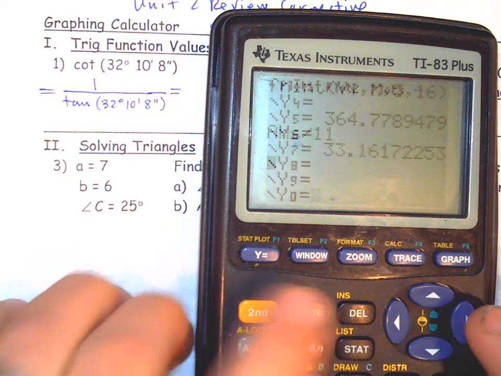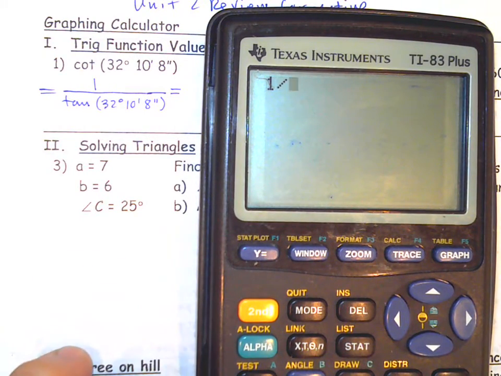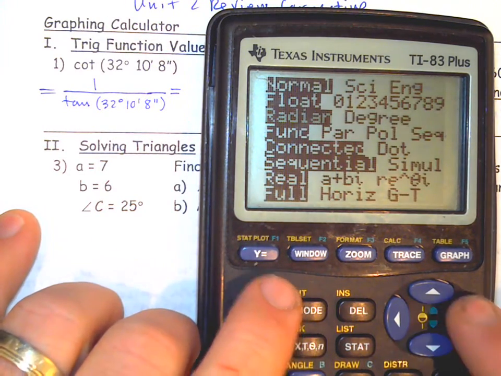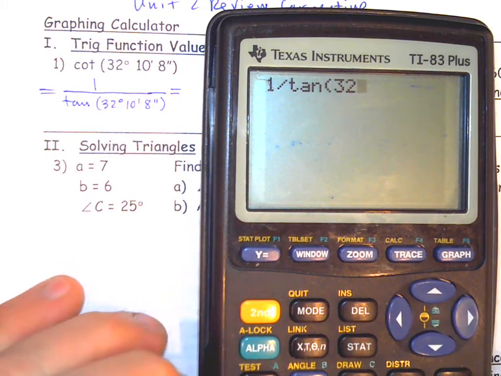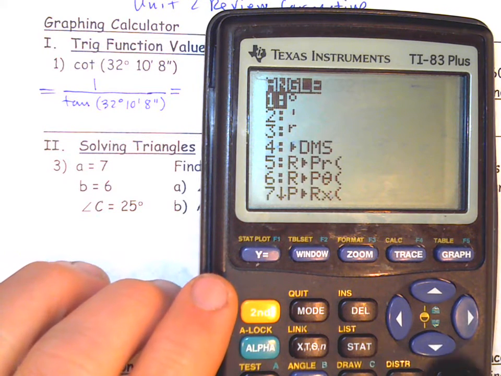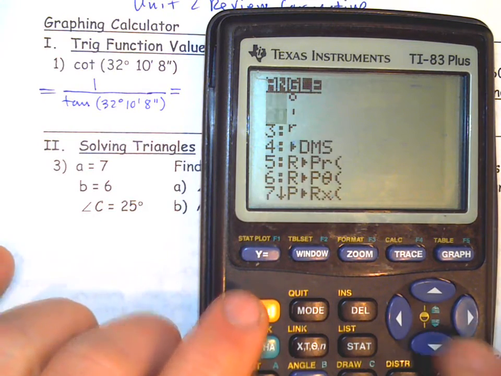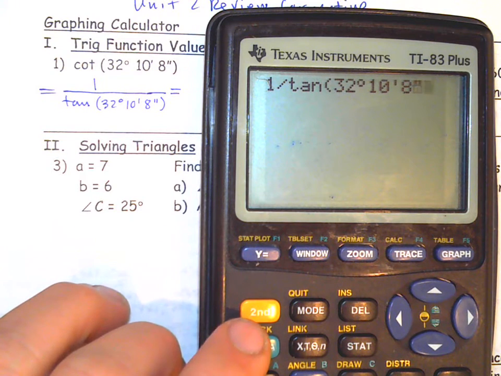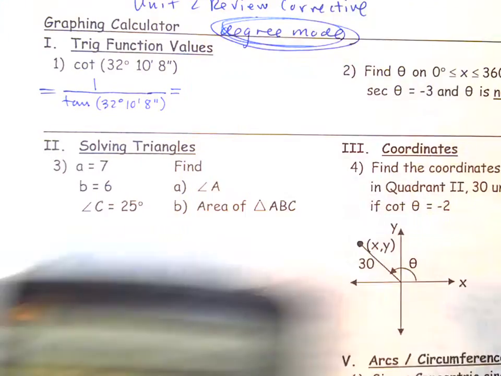And then hopefully 1 over tangent. Now we do 32. Now let's make sure I'm in radian mode, so I can switch to degree mode. On this one, I don't think it'd matter as much because we'll actually put the degree symbol in there. So second angle degree, 10 second angle minutes, 8. Now seconds is all the way down here in the plus degree, alpha plus. And so there's our answer.